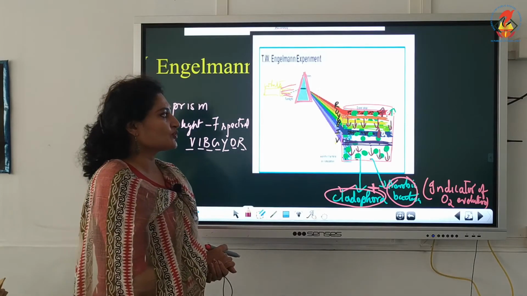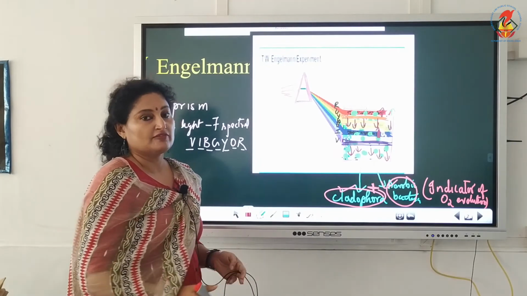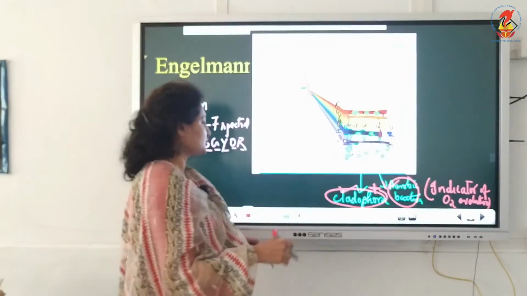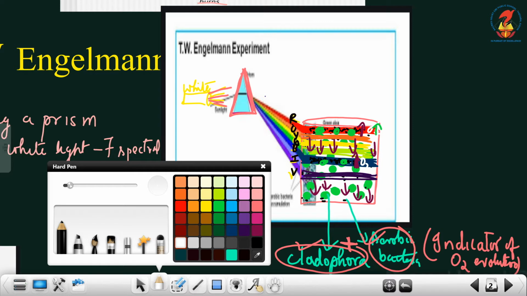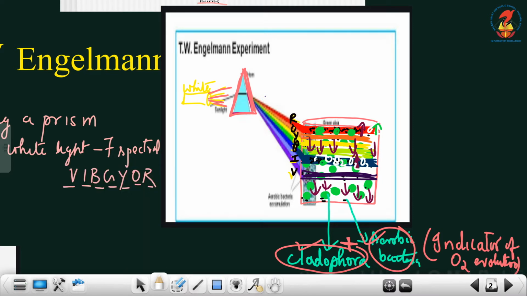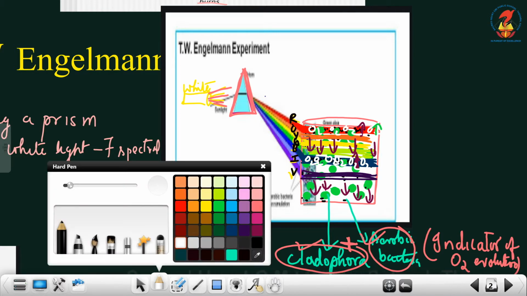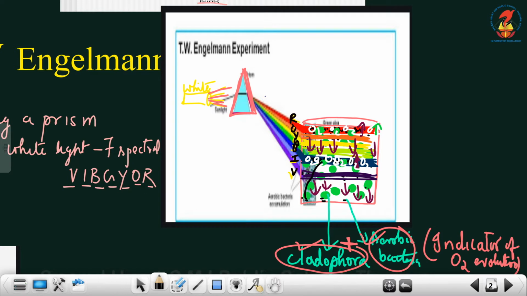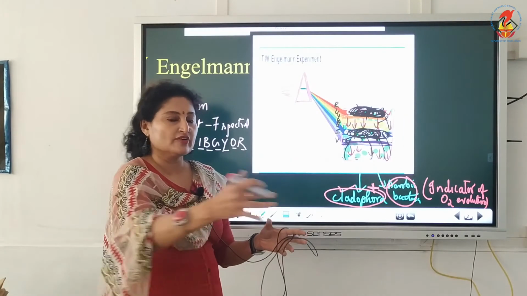And you know, when the rate of photosynthesis is high at that region, what happens? Evolution of oxygen. Oxygen is a byproduct of photosynthesis. Therefore, a lot of oxygen was liberated in that region. And because there was increased availability of oxygen in that region, what happened? The aerobic bacteria all got accumulated in those regions. From different areas, it came to these regions and became concentrated only in the red and blue region. So we could see a lot of aerobic bacteria were in the red region and in the blue region. From the other regions, where they were equally distributed, they moved off and got accumulated.